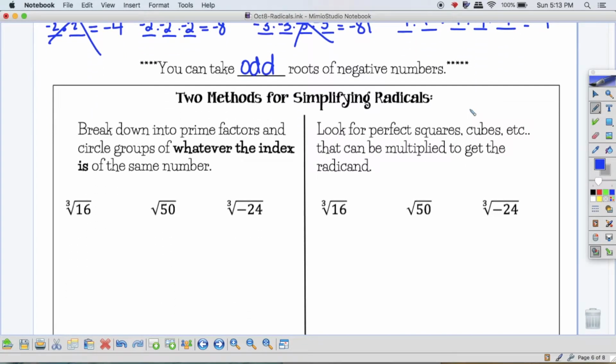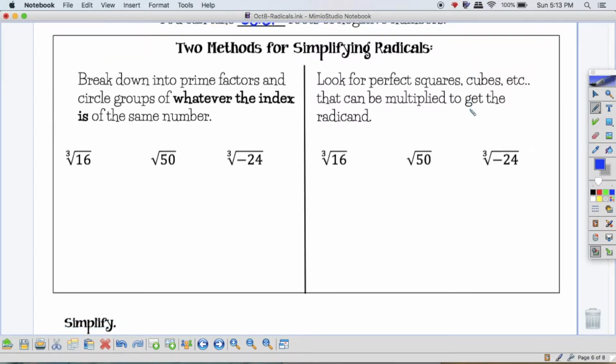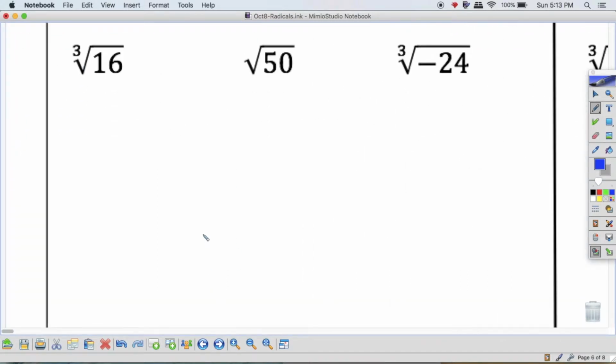Okay, we're going to do something called simplifying radicals, okay? And I'm going to show you 2 ways to do this. And I sort of do a combination of the 2 methods. I sort of use this method for numbers and this method for letters. One method is to break down into prime factors and circle groups of whatever the index is of the same number. Okay, let's look at what that means.